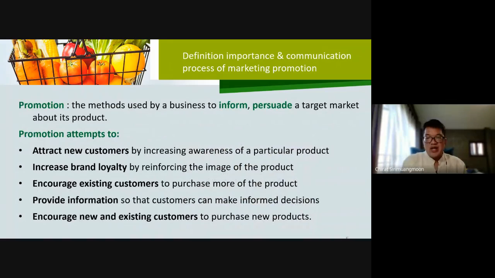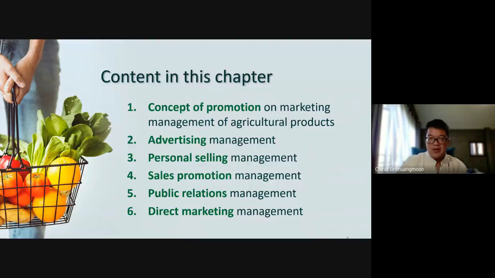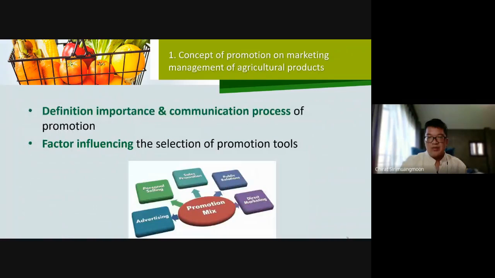Okay. So why is promotion important? Promotion, like we just talked about, is included in the four P's, or marketing mix. So don't get confused between promotion mix and marketing mix.